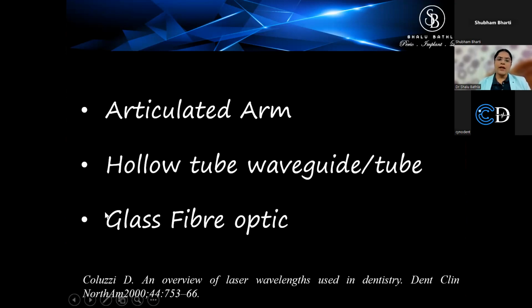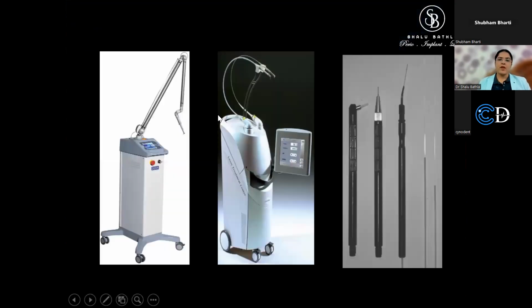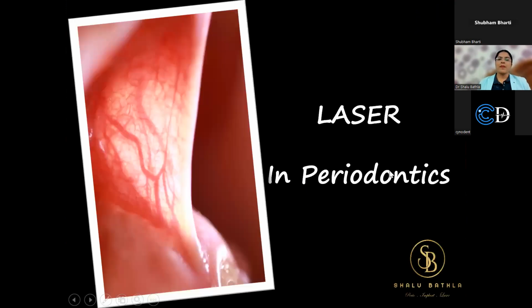Some laser systems are delivered by the glass fiber optic cable, whereas the carbon dioxide laser or the erbium laser are delivered through this hollow tube waveguide. Earlier it used to be delivered through the articulated arm. So this is a picture of an articulated arm, this is a hollow waveguide, and this is the fiber optic. The third one is a fiber optic glass cable.